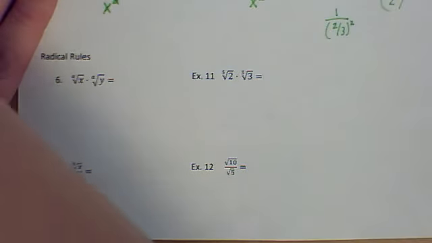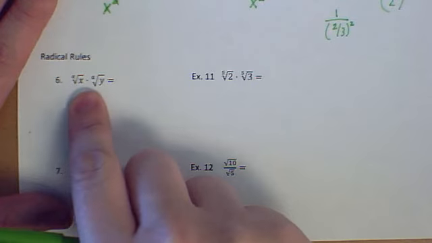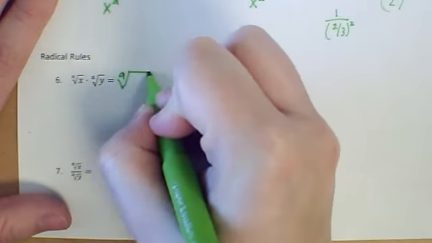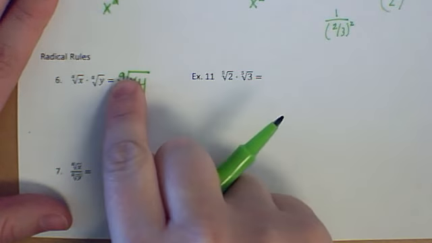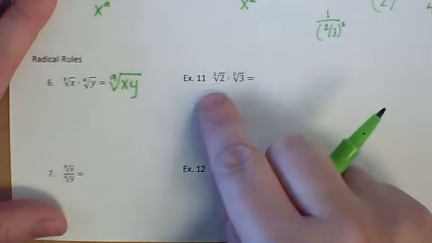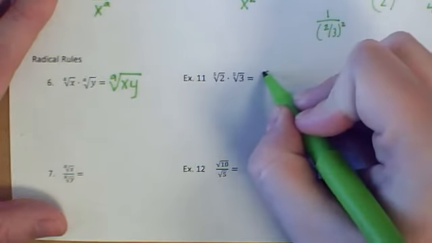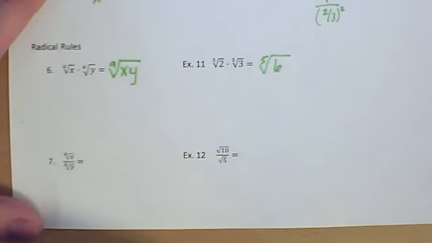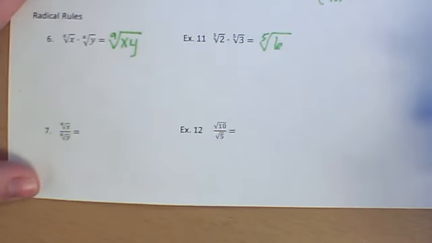Alright, radical rules. If I have some sort of radical x times that same sort of radical y, then I can take those numbers and multiply them together underneath. So as long as they have the same number out here, then they're able to be multiplied. So in this case, I have 5th root of 2 times 5th root of 3. Since they're both 5th root, then this becomes the 5th root of 6, because 2 times 3 is 6. And then I can't reduce that any, so that would be my answer. Okay.